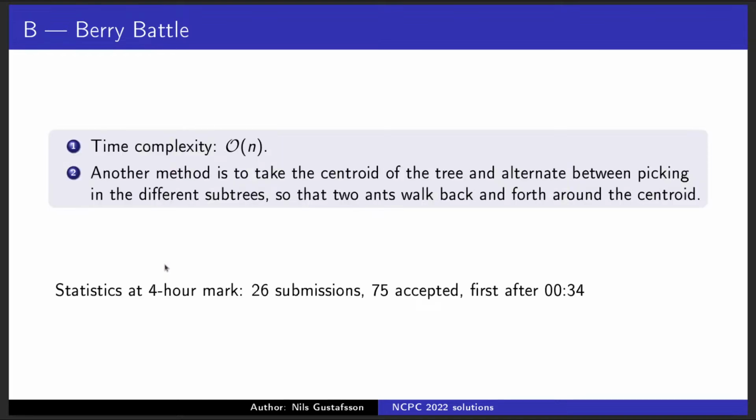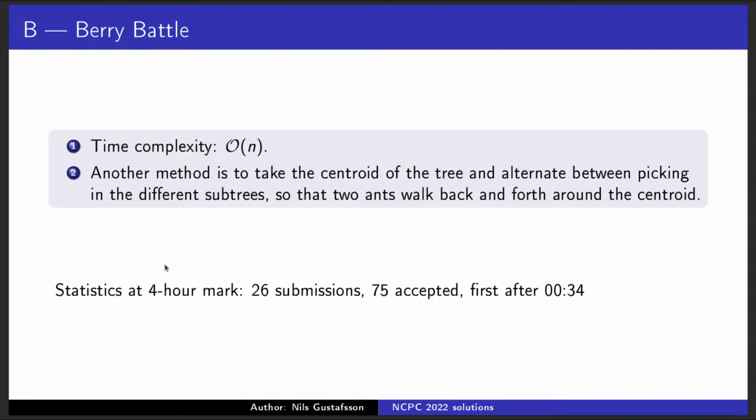So this takes linear time, and as I said, some of the judges found the centroid-based solutions, which is you find the centroid of the tree, and you pick berries from the subtrees, and you alternate so that you don't pick the same subtree twice. And by doing this, you can make sure that 2 ants just run back and forth along the centroid, but it's more tricky to get this to work. But I saw some teams going for this approach as well.